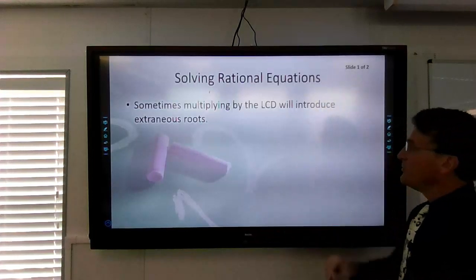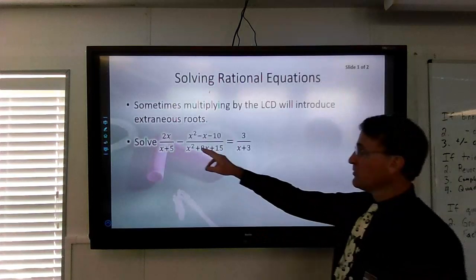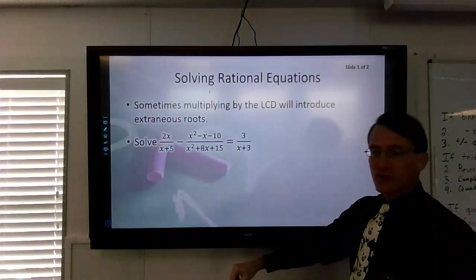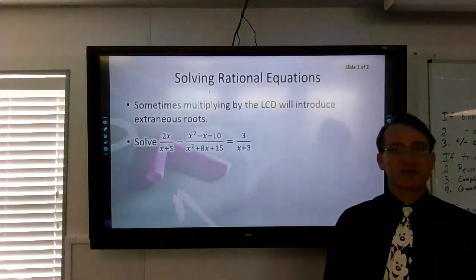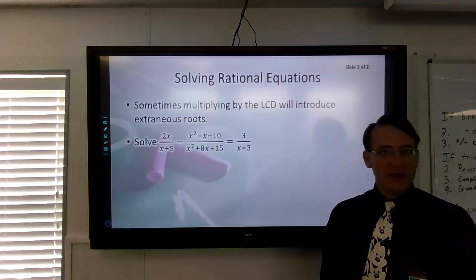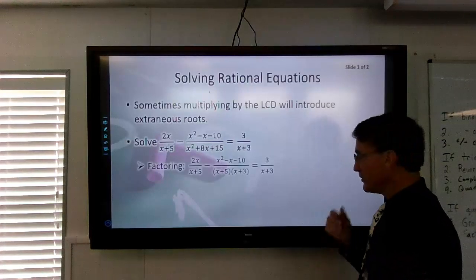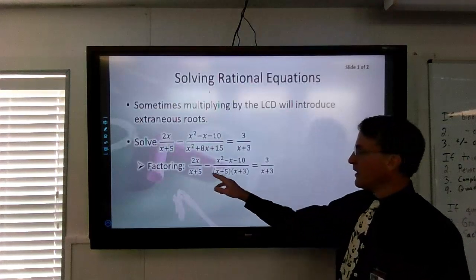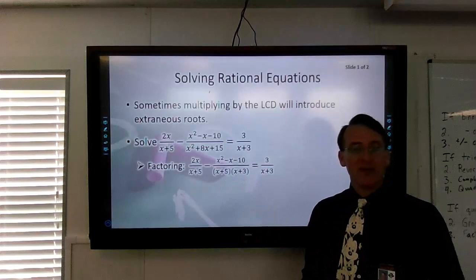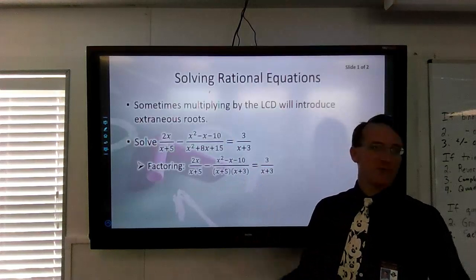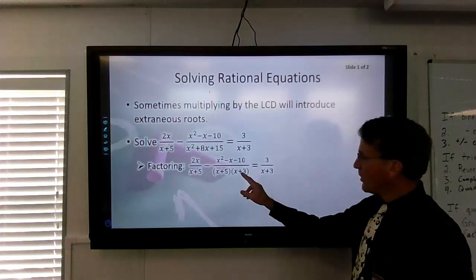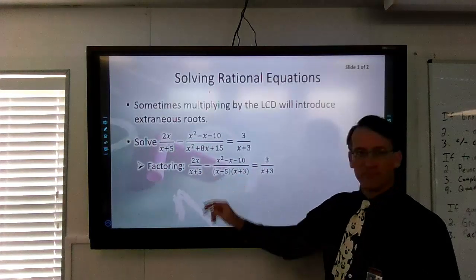If I use this as an example, I have 2x over x plus 5 minus this trinomial over the trinomial is equal to 3 over x plus 3. I'm going to go ahead and try to factor as much as I can, particularly down in the denominator. When I do that, I get this middle term being x plus 5 and x plus 3 down in the denominator. Now I can look for what values of x I cannot have. I can't have x being equal to negative 5 or a positive or a negative 3.